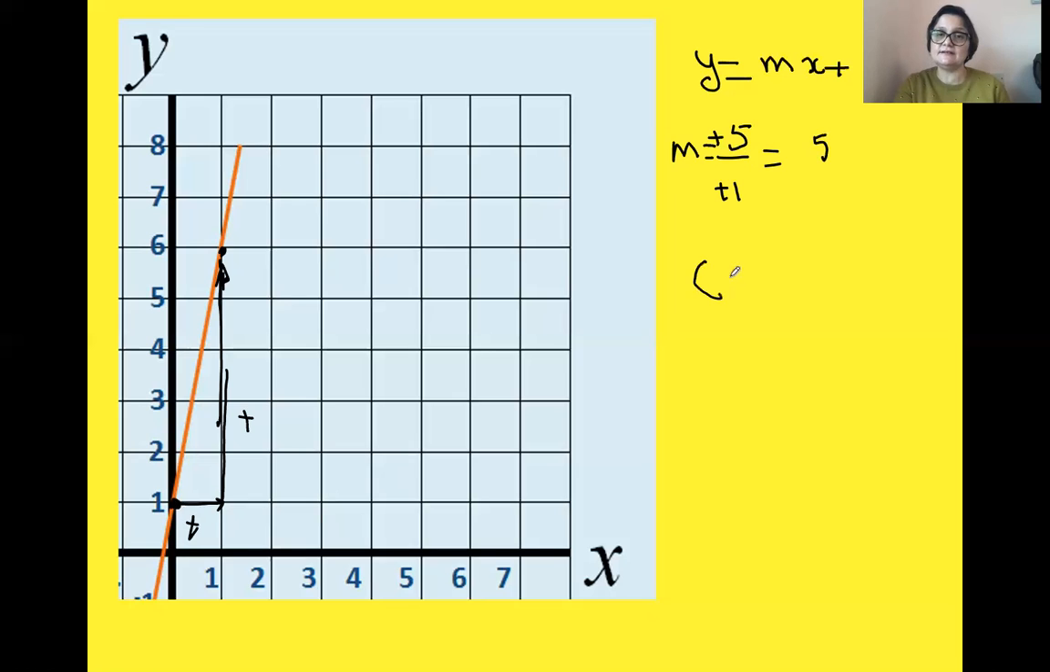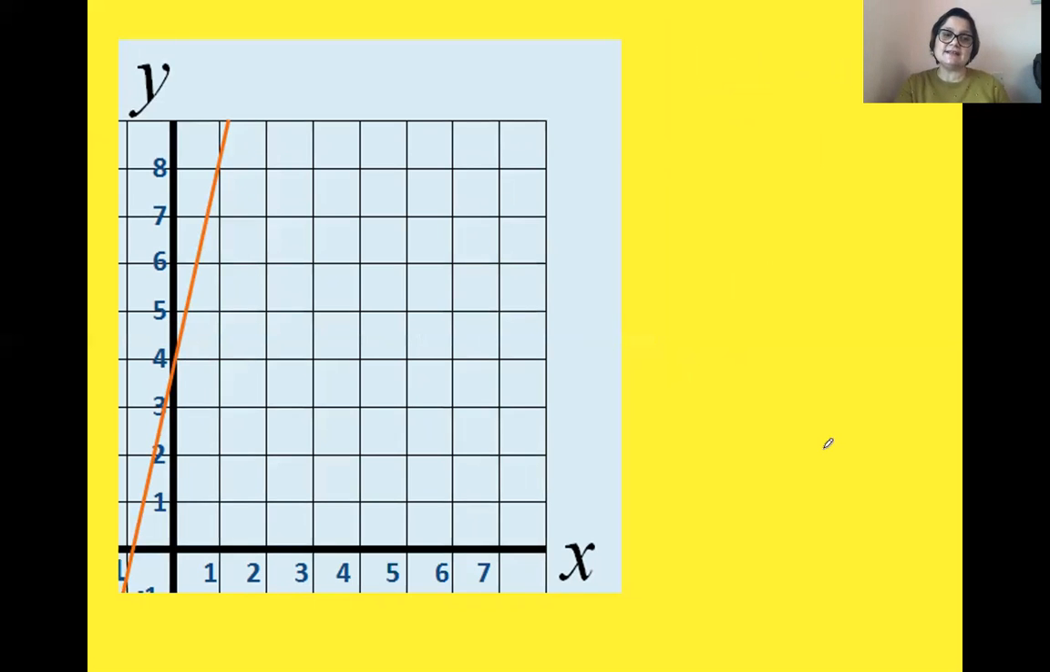And the c is this point here, which is 1. Can you see? c is 1 because it's exactly the y-coordinate of the point where the line crosses the y-axis. So it's this one here. So c equals 1. Let's substitute m and c in the formula. So the answer is going to be y equals 5x plus 1. Just like that.